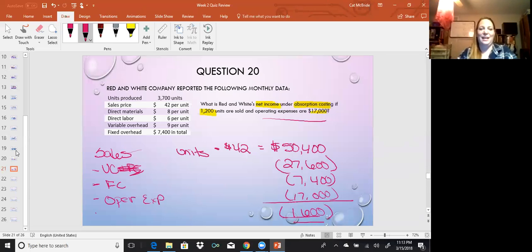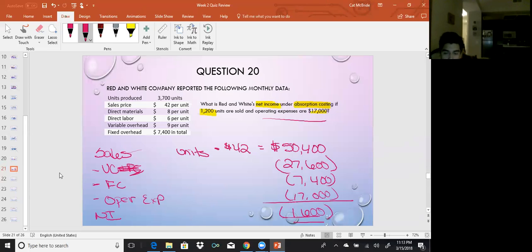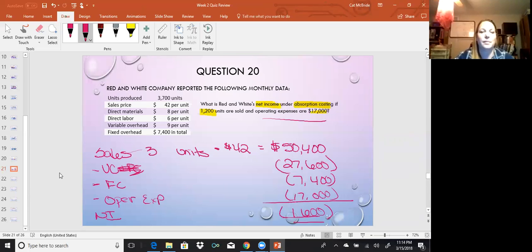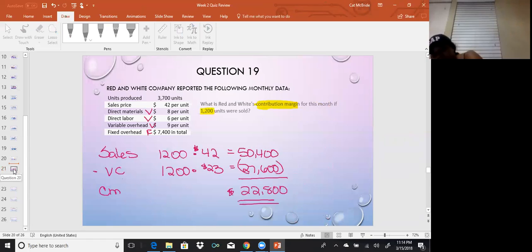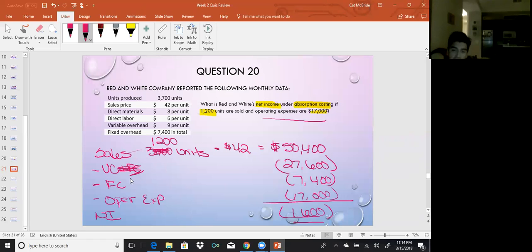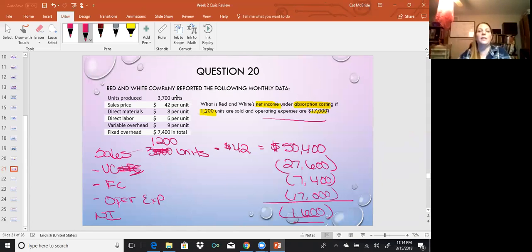Okay. Net income. That's 1,200 units times $42 gives us 50,400. We just took it from the previous slide. This is sales, that's 1,200 units. We just took it from that one, same with the variable cost, because the numbers are all the same. We just took it from the previous data.